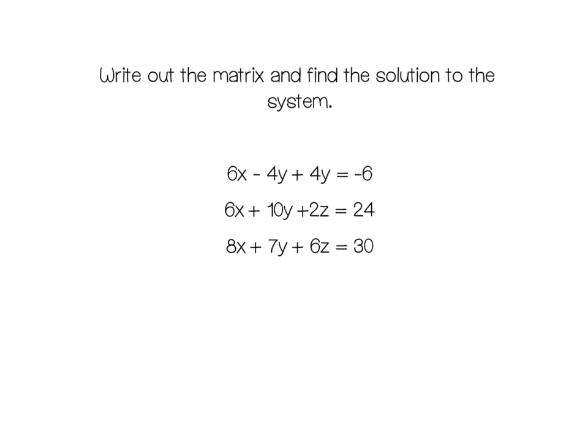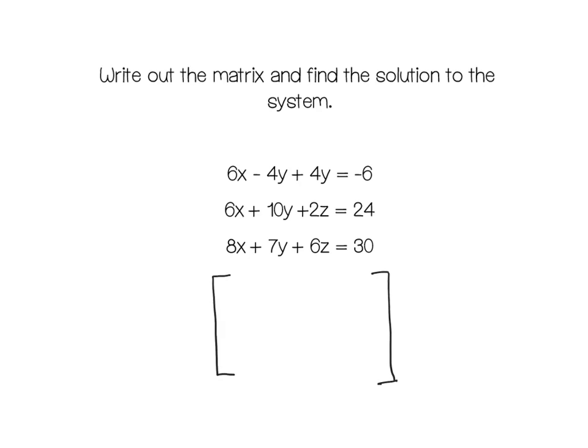The next thing we did is we learned about large systems. So here we have a system that has three different variables. It says, write out the matrix and find the solution to the systems. So we have to write out our matrix. Make sure you do this on your quiz because it is worth points.